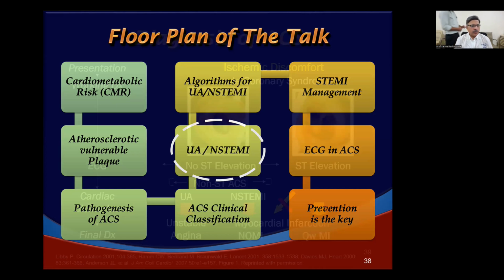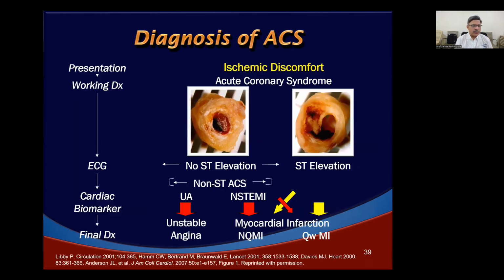Okay, now this is the diagnosis of ACS, acute coronary syndrome, presentation and working diagnosis. First of all, you must have a working diagnosis that it could be an acute coronary syndrome. The first step would be to take an ECG. Once you take the ECG, you have no ST elevation or ST elevation. When there is no ST elevation, the lumen is not totally occluded. When you have ST elevation, it means the lumen is totally occluded by the thrombus.